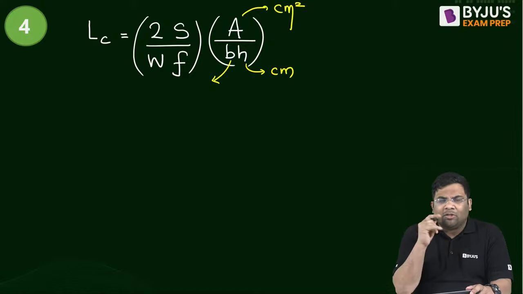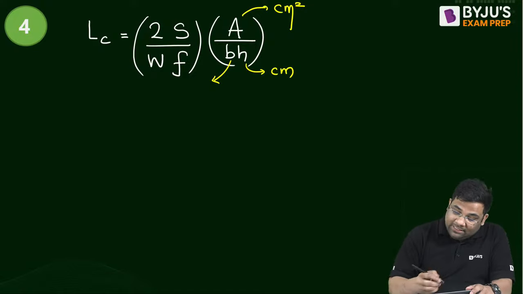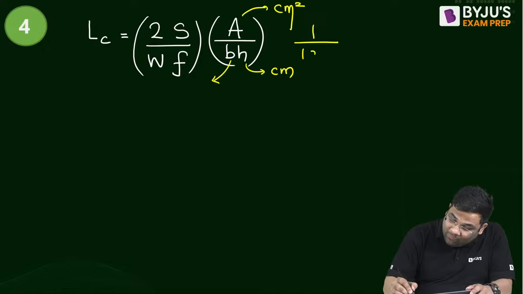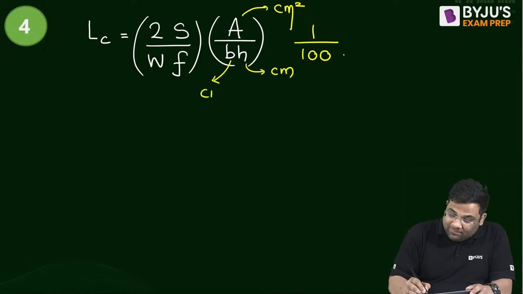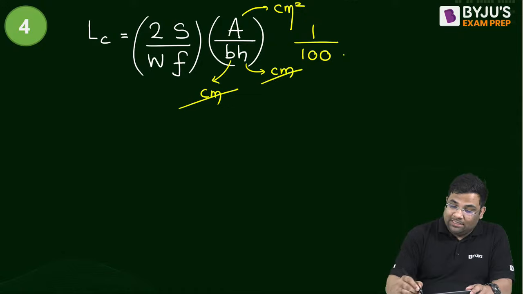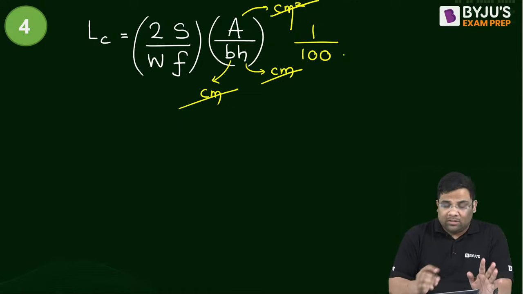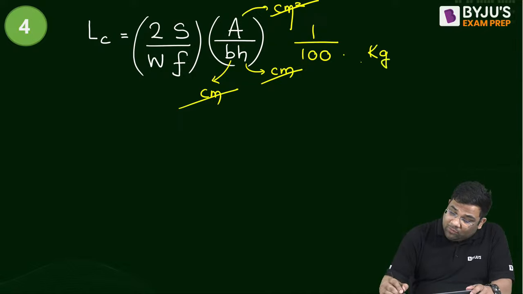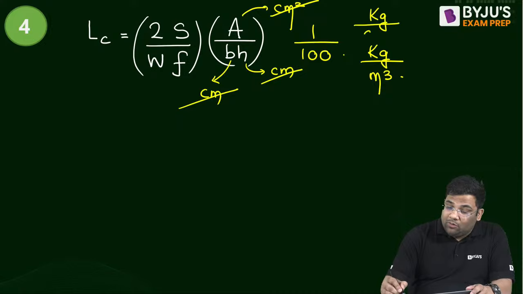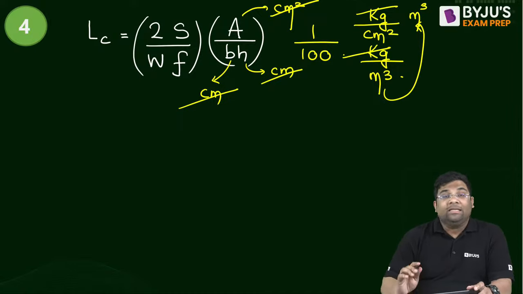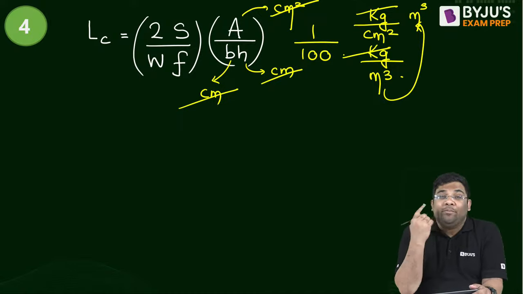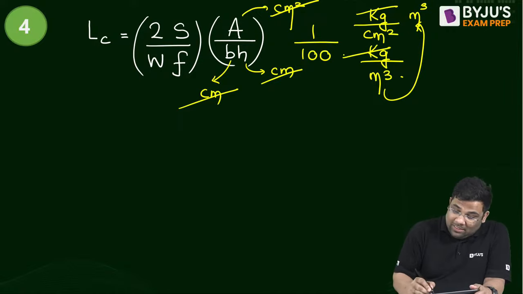Then centimeter square and centimeter square will get cancelled. So I replace it by multiplying by 1 by 100, right? Now this becomes centimeter, and this centimeter and centimeter square get cancelled. F has no units. W has units of kilogram per meter cube, and stress has units of kilogram per centimeter square. So kg gets cancelled, and meter cube goes to the top. Now I have to convert this centimeter square into meter square.